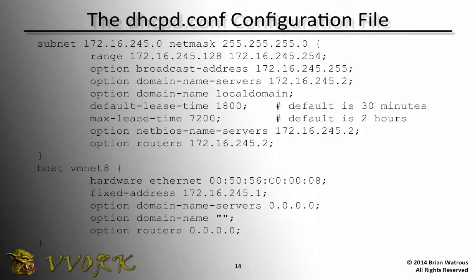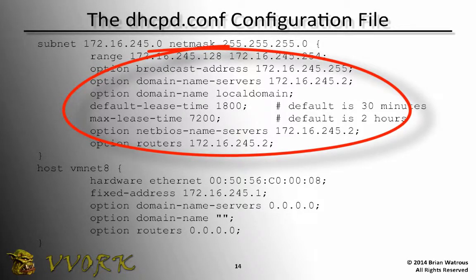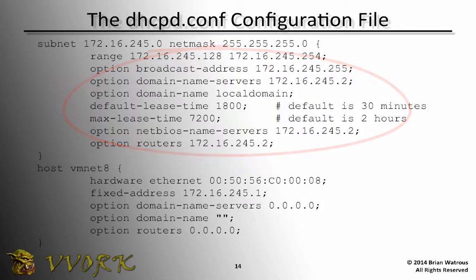Now there are some other entries in here that give some optional information. For instance, if a machine plugged into this network requests that DHCP give it an IP address, it's also going to find out through the DHCP server that the broadcast address that client should use is 172.16.245.255. It also finds out about the domain name servers and the domain name that should be appended to short name lookups, plus lease information, NetBIOS name server information, plus routers. There's all sorts of stuff that you can put into the dhcpd.conf file.